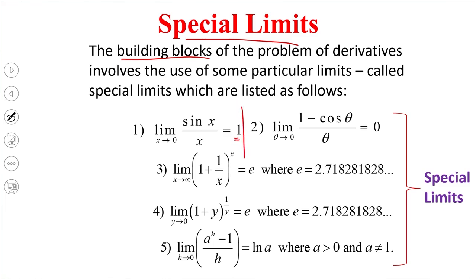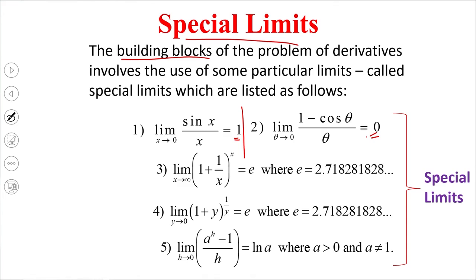and the second special limit is the limit of 1 minus cosine of theta over theta as theta approaches 0 is 0. I will derive for you later on, or I will geometrically show you how these special limits could have their values to be like that. But for now, I want to introduce to you these special limits first.